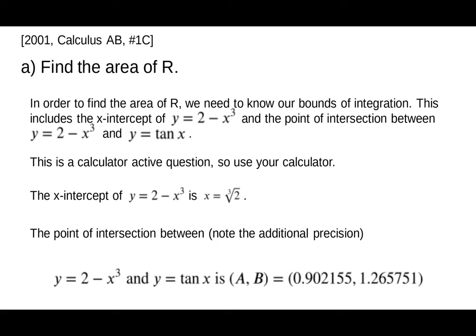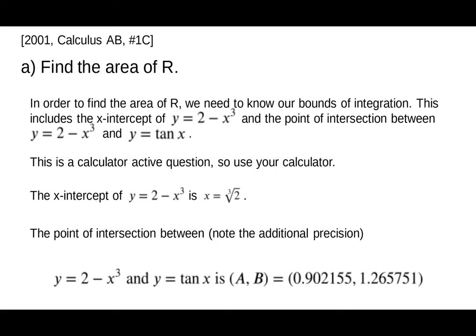And the point of intersection there is a point A comma B with coordinates 0.902155, comma 1.265751. And there's a couple of different things about the way I have this answer written. Notice I do have extra precision in here. This is an intermediate step. I know final answers have to be correct to 3 decimal places, whether rounded or truncated, but this is not a final answer, and we don't want to round so much with these values that our rounding causes our final answer to be off when it comes to 3 decimal places. So note the added precision here.